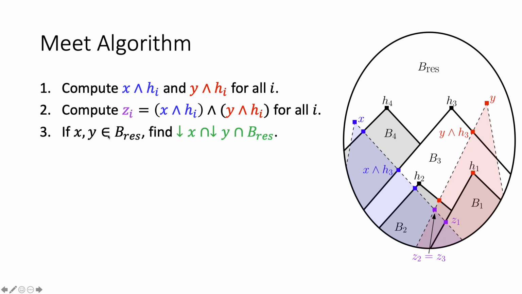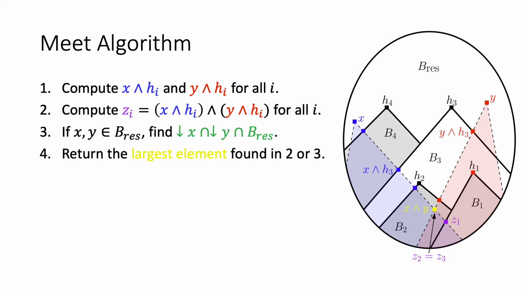Okay, but now we have this set of candidate meets from steps 2 and 3. And by the previous slide, we know that the true meet must be one of these candidate meets. But which one? Well, it turns out it must be the largest element. So why is this the case?